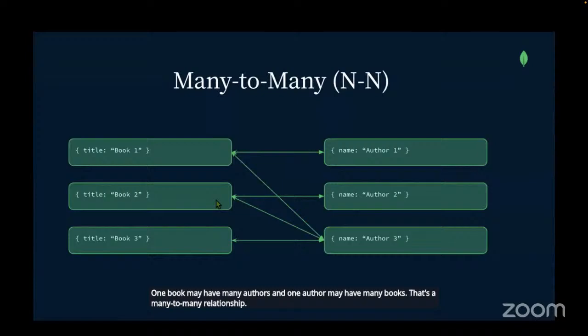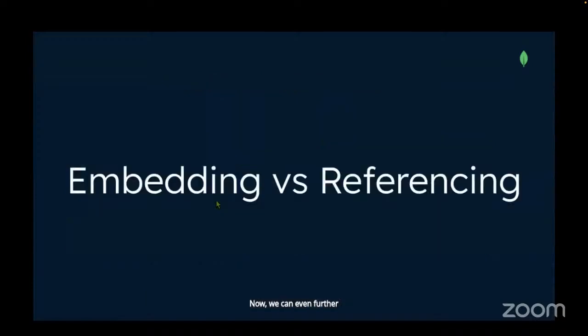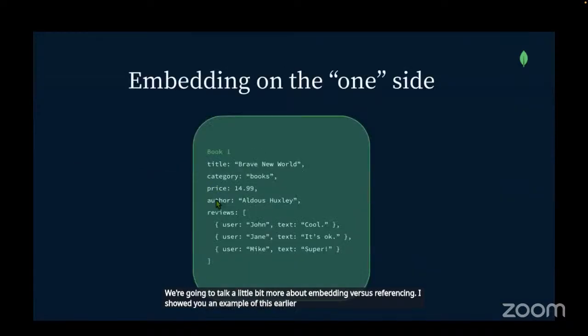Now, we can even further refine this, but we'll put that on the shelf for a moment. We're going to talk a little bit more about embedding versus referencing. I showed you an example of this earlier. We're going to go a little bit deeper into this. Now, we showed you the document that represents the book. We're storing our book details in a document in MongoDB, and this is what that looks like.